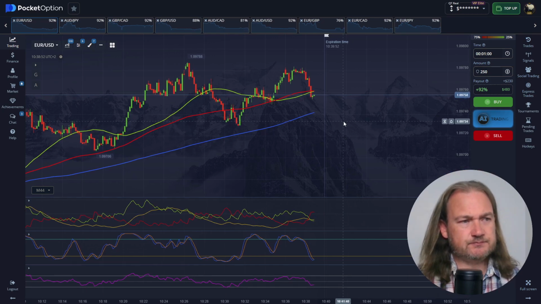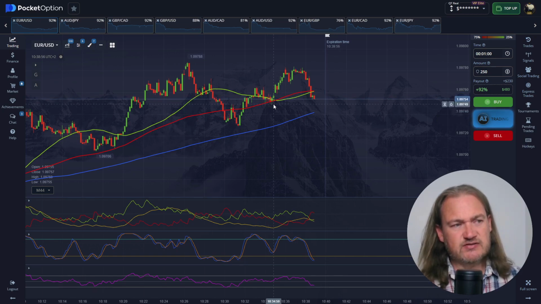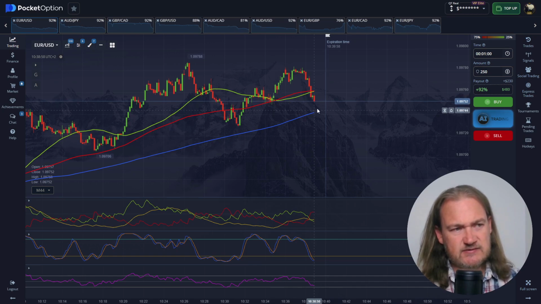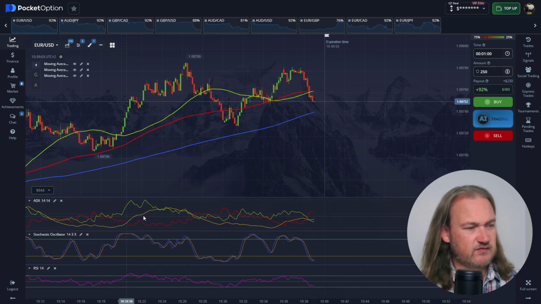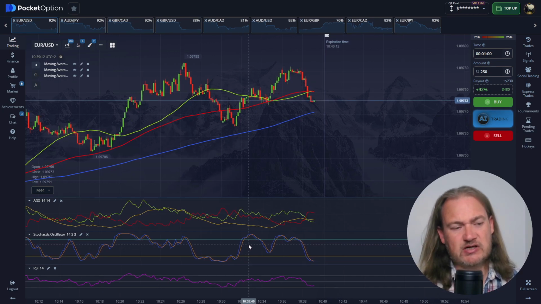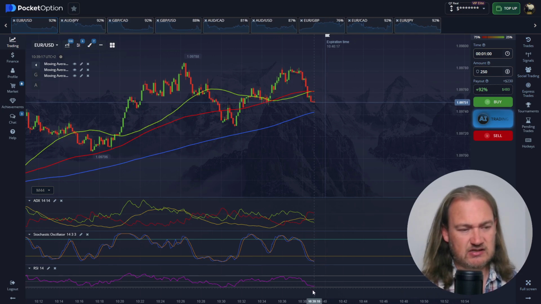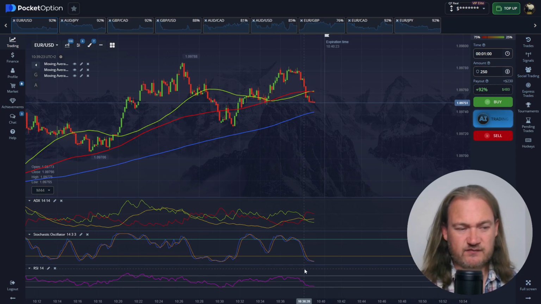These are the classical moving averages. I use them as dynamic support and resistance, and that's it. As for the indicators, I've got the ADX, I've got the stochastic, and I've got the RSI. The stochastic and the RSI I use for spotting divergence in the charts. Nothing else. I don't trade oversold or overbought levels. Personally, I think those are at the best, very weak strategies.